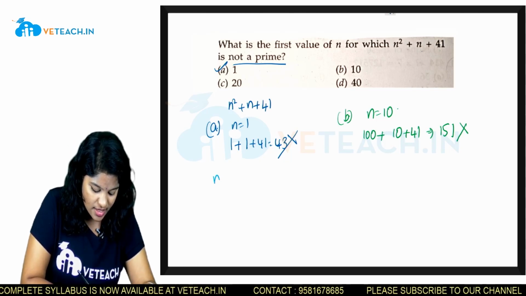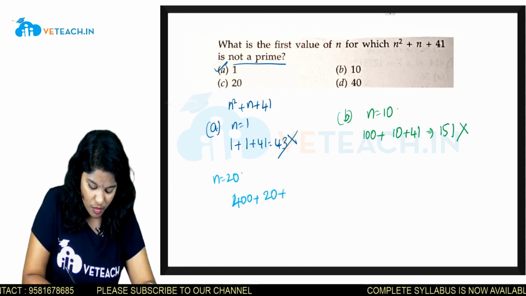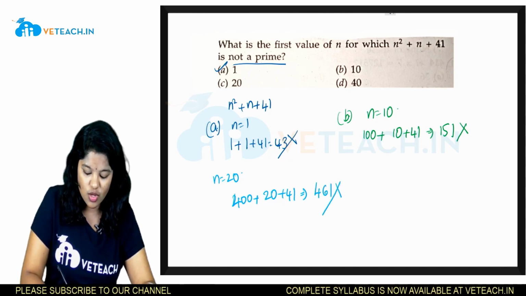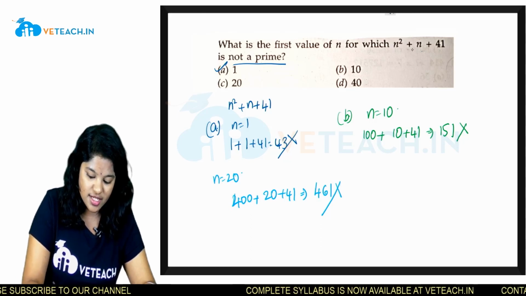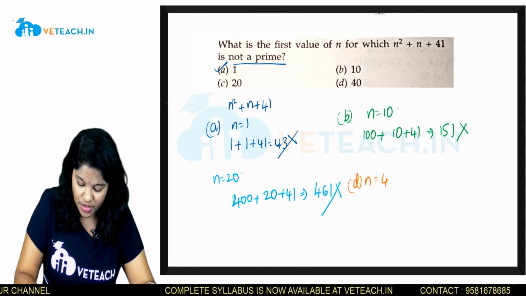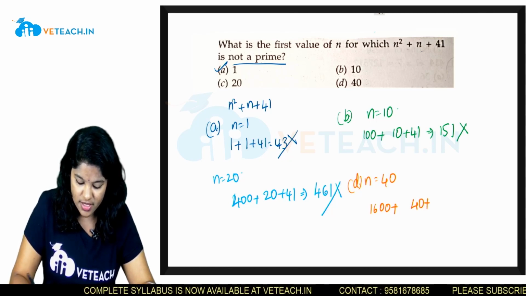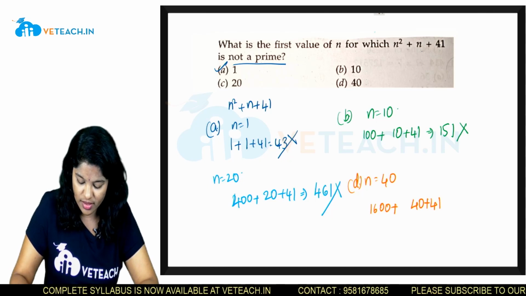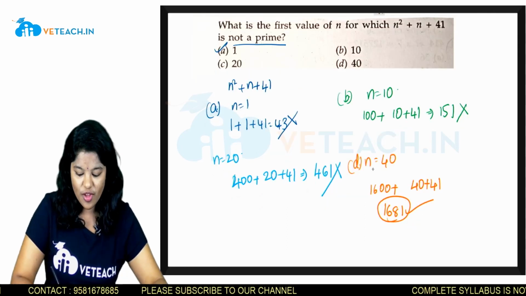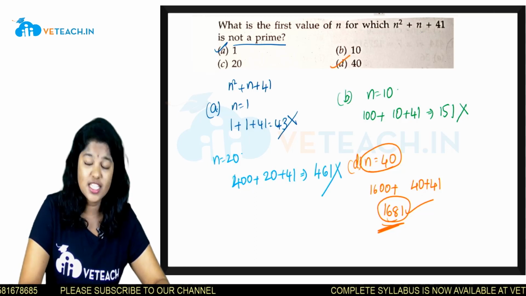Now put n equal to 20. So 20 square means 400 plus 20 plus 41, that is equal to 461. It is also a prime number. So this is also eliminated. Now put n equal to 40. So 40 square is 1600, plus 40 plus 41, so 1681. So this is not a prime number. So when we substitute n equal to 40, we are not getting a prime number. So option D is our correct answer.